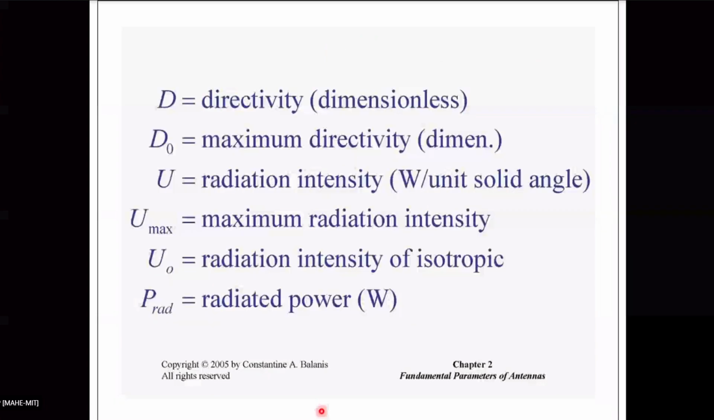D is the directivity. It is dimensionless because it is a ratio of radiation intensities. D naught is the maximum directivity. U is the radiation intensity, watts per unit solid angle. U max is the maximum radiation intensity. U naught is the radiation intensity of an isotropic source, an isotropic antenna. P rad is the radiated power.